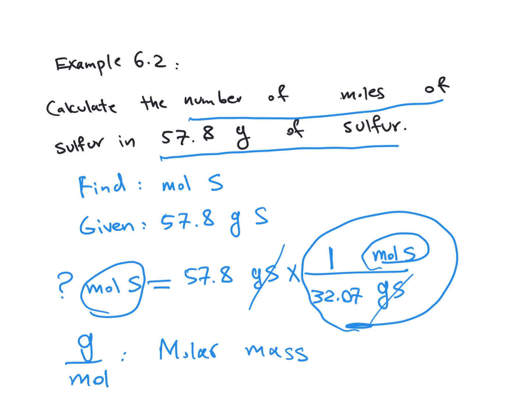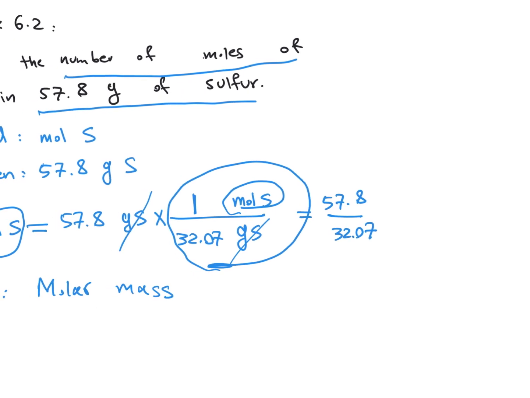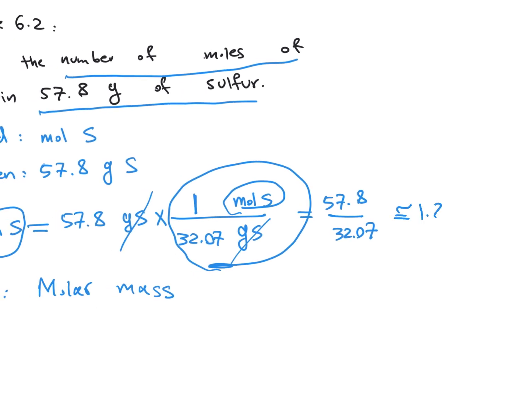Okay, and now this equals 57.8 divided by 32.06, and this roughly would be 1.80. And what is the unit? What's that? Moles, right? Because grams canceled out. So we have moles of sulfur.